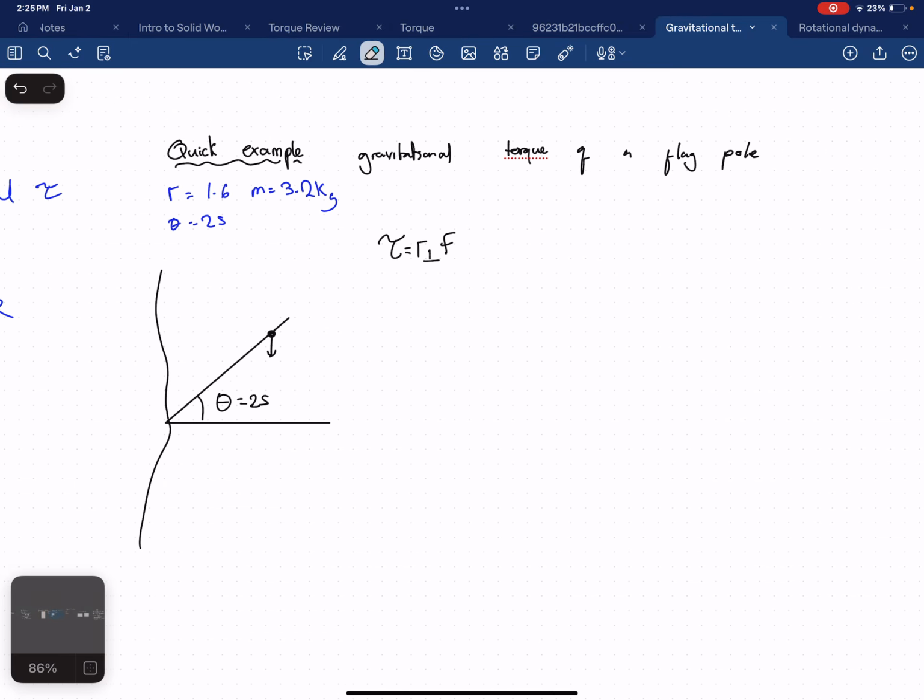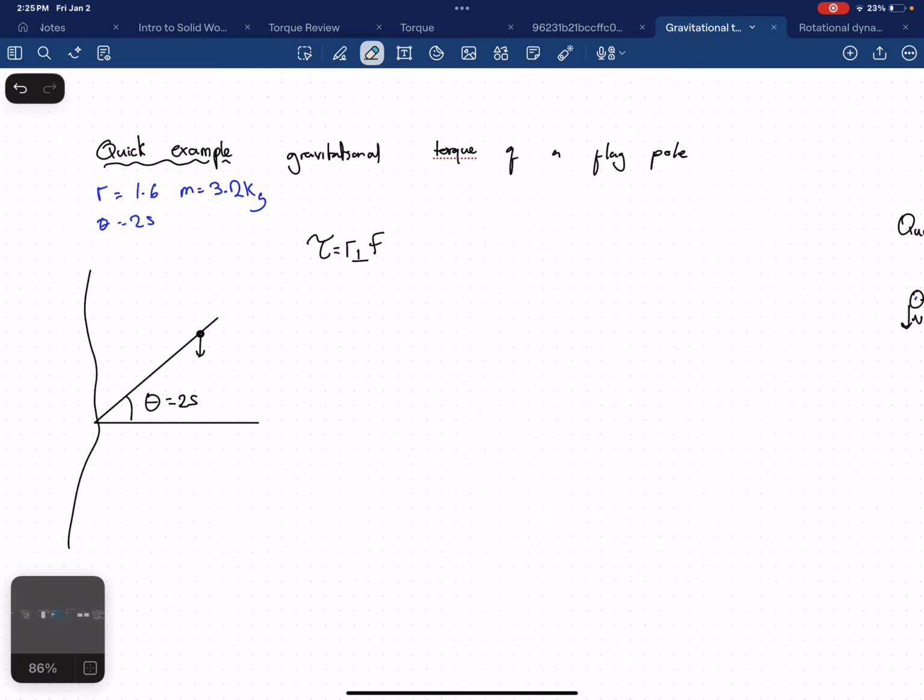So a quick example. Let's say we have a stick or a flagpole, if you like, hanging from a cliff.